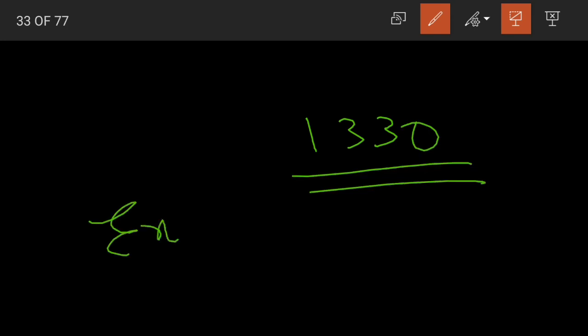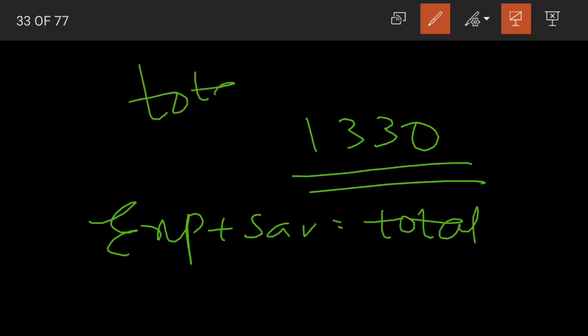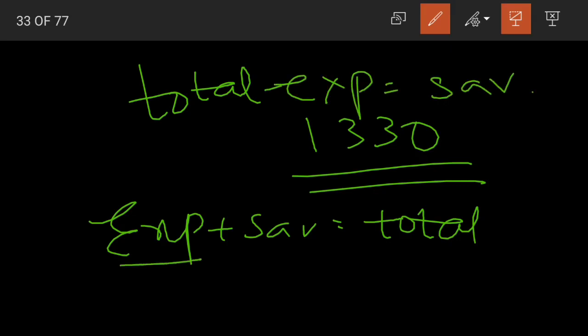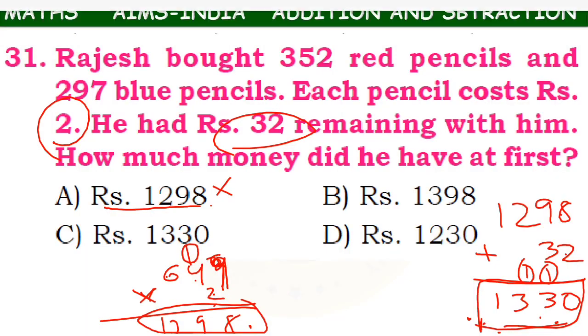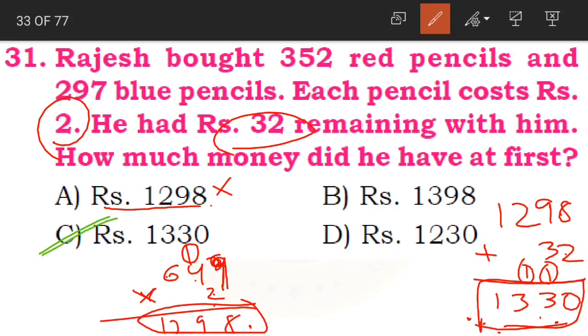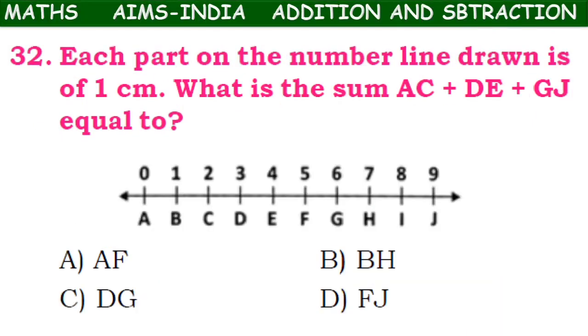The expenses plus savings gives us the total amount he had. Yes, total amount minus the expenses means what will you get? We'll get savings. In the same way, when we add whatever we have expended and whatever we have saved, we'll get the total amount we had. The correct answer is option C, 1330. Clear, children?